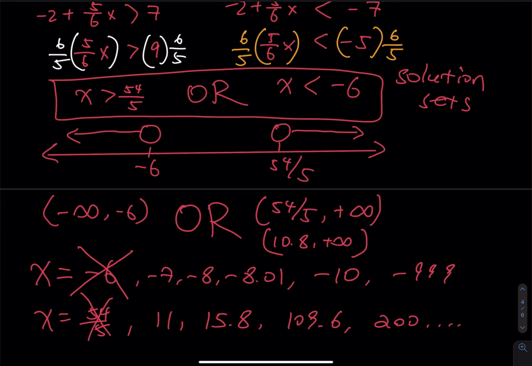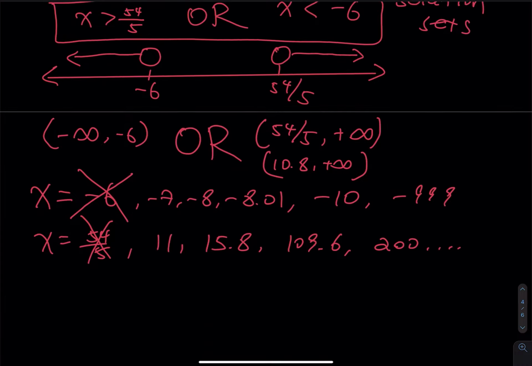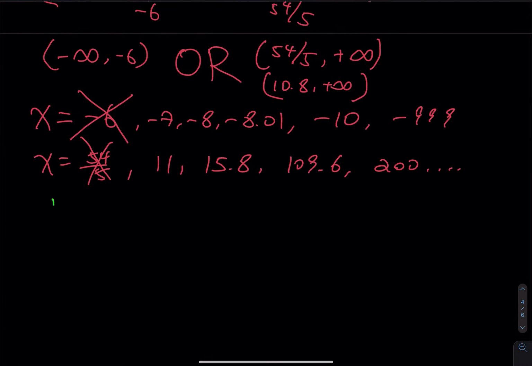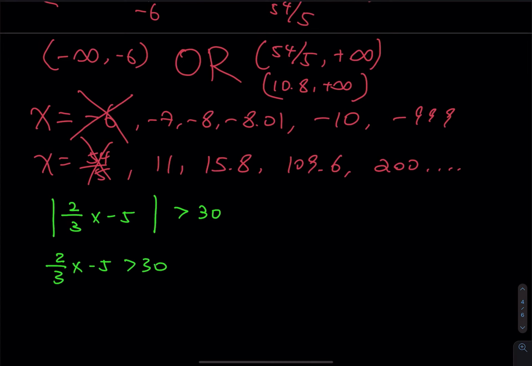Okay, last one. Almost done. So the last one, I would like to do some fraction as well. 2 over 3x minus 5 greater than 30. So first we have 2 over 3x minus 5 greater than 30. And then 2 over 3x minus 5 less than negative 30.